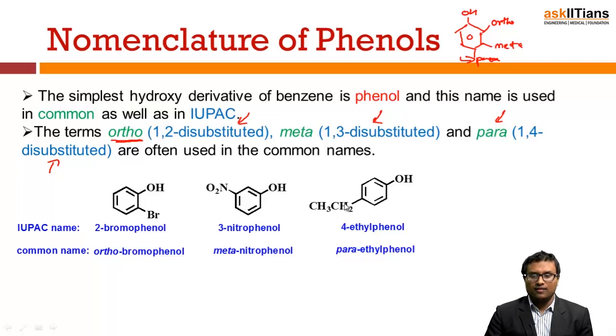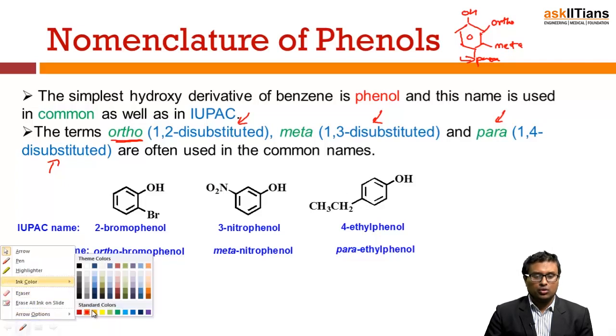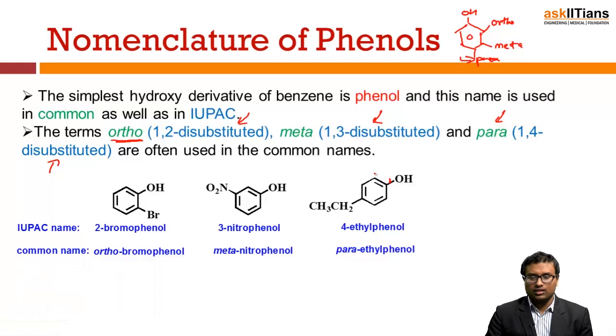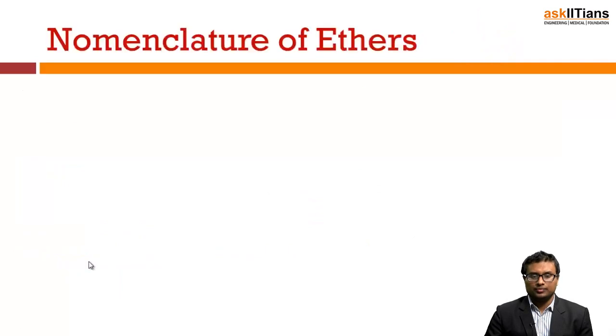And if we have a substituent at the fourth position, you know that it is 1, 2, 3 and 4. So the fourth position substituted molecule will be at the para position. So here it will be 4-ethylphenol, or else para-ethylphenol. So the nomenclature of phenols is simple, because the IUPAC name just mentions the position of your substituent, and the common name is ortho, meta or para depending on the position.